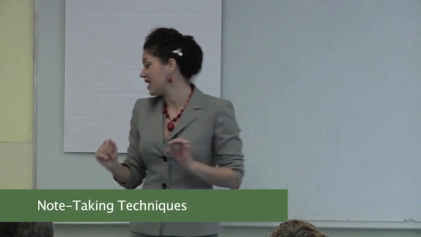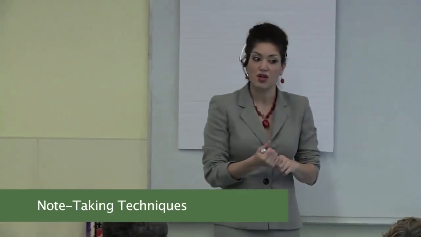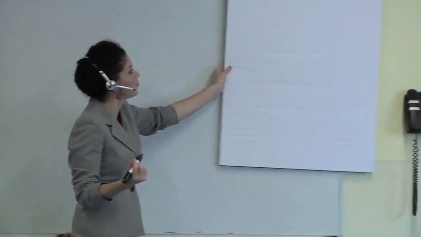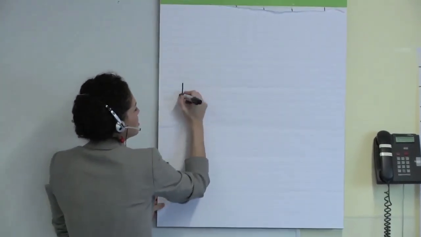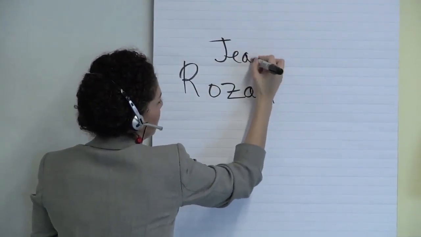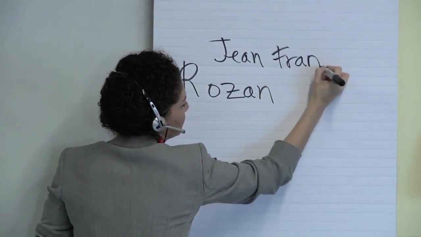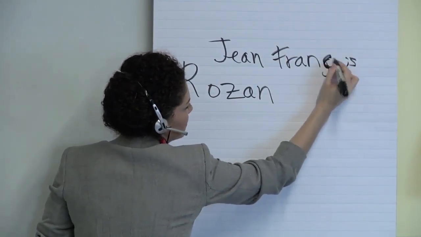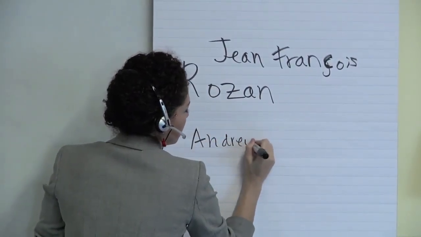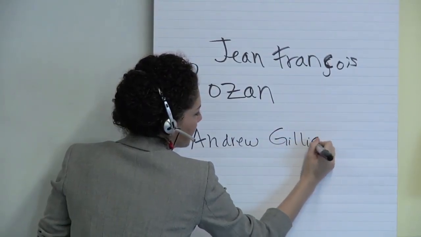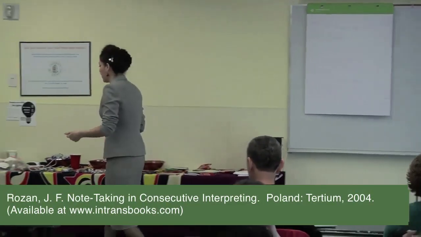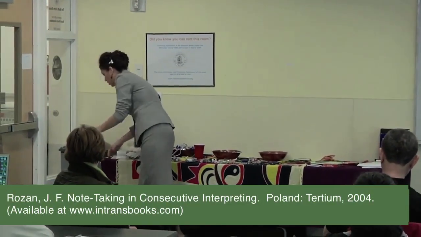Okay? The techniques. Now, there are two authors that are the fathers of note-taking for interpreters. Okay? The first one is Rozan. His name is Jean-Francois. This is the squiggly thing, Rozan. And the other one is Andrew Gillis. Has anybody ever heard of these two people? Yes. There's a book out there.